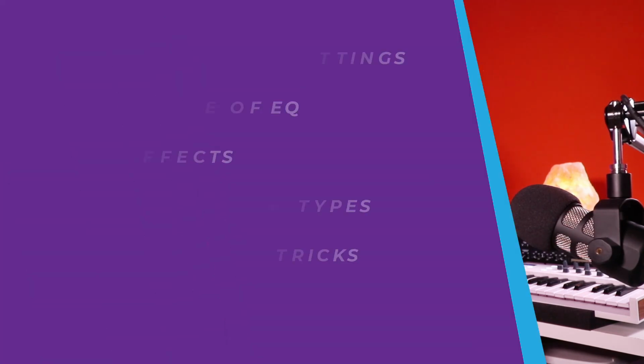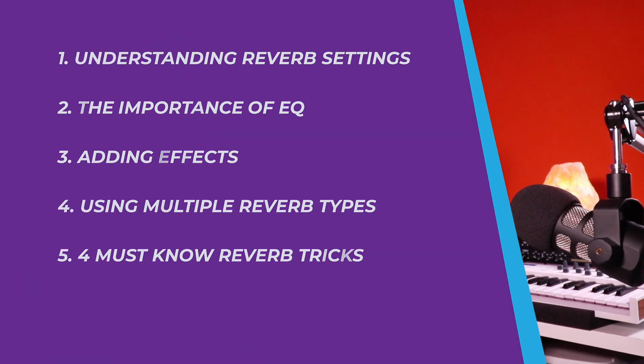In this tutorial, we're going to cover 5 key topics and techniques essential to vocal reverb mixing that, once understood, will consistently have you mixing professional level vocals. So number 1 is understanding reverb settings. Number 2 is the importance of EQing reverb. Number 3 is adding effects to reverb. Number 4 is using multiple reverb types. And number 5, we're going to look at must-know vocal reverb tricks to take your creativity to the next level.